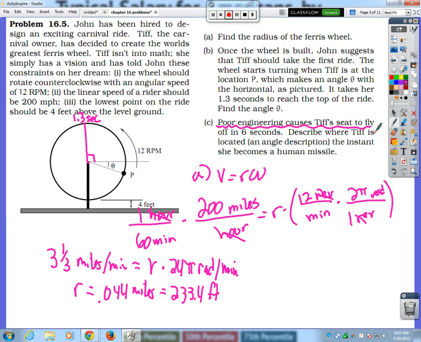Okay. So how do we find this entire angle right here? Ignore that for right now. So we want to find this entire angle right here that she made from where she started to the top of the ride. We could do it by finding the circumference.